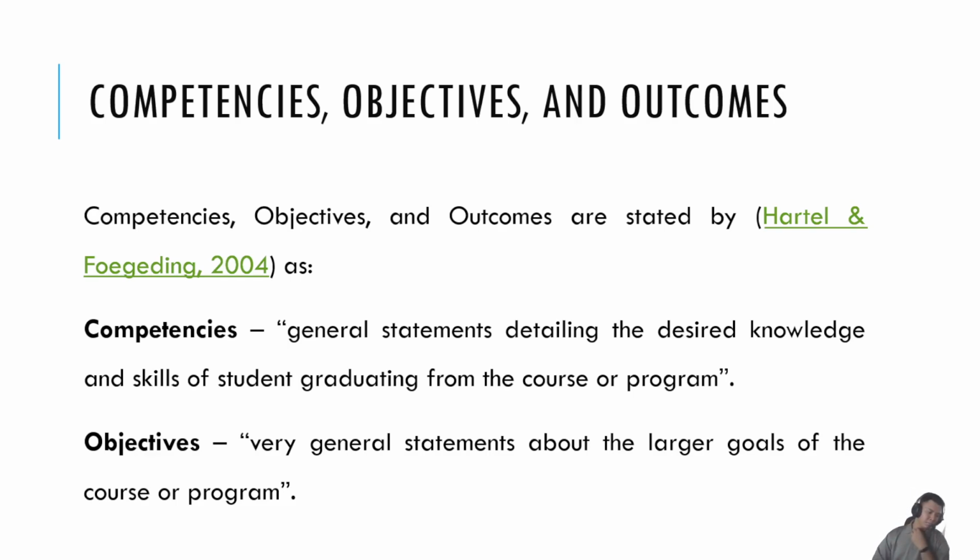But one of the definitions as given by Hartel and Fogading in 2004, ito po yung tatlo. The first is competency. Sabi nila, ang competency daw ay yung mga knowledge and skills na kayang gawin ng graduates ninyo. Okay? So, for example, sa UEP, ang graduates ng College of Teacher Education dapat ay alam ang cognitive development theories. Or expand natin, dapat daw alam nyo ang iba't ibang development theories. That is belonging to your competency. Competency as a graduate of the course.